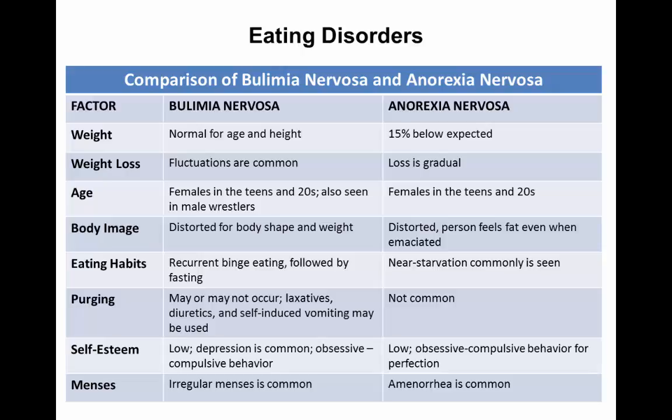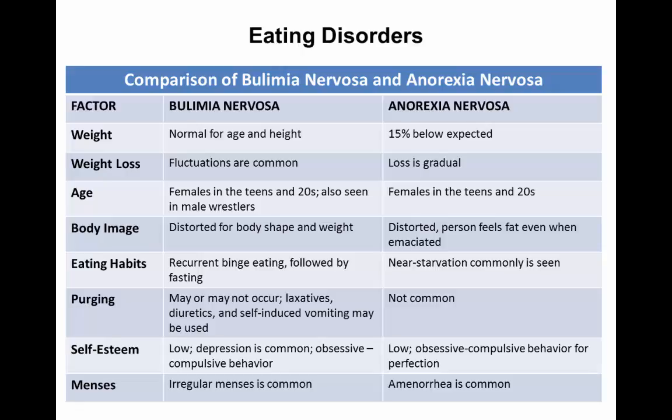For anorexia, the following factors are more associated. For weight, it is typically 15% below what is expected. The weight loss is more gradual. It is more common for anorexia to occur in females and teens. However, the predominance of male association is now becoming more prominent. The body image is very distorted. The person feels fat even when they're emaciated, which means their skin and bones are showing.